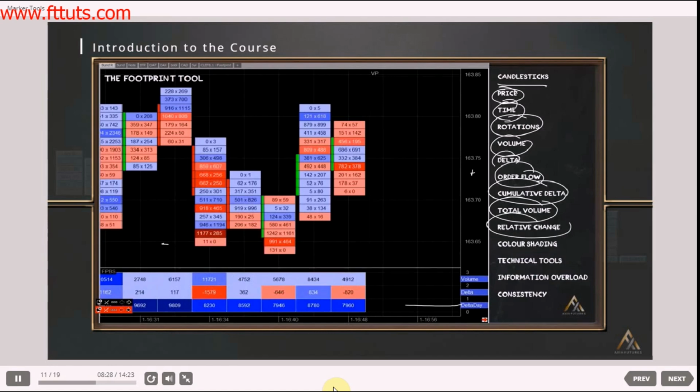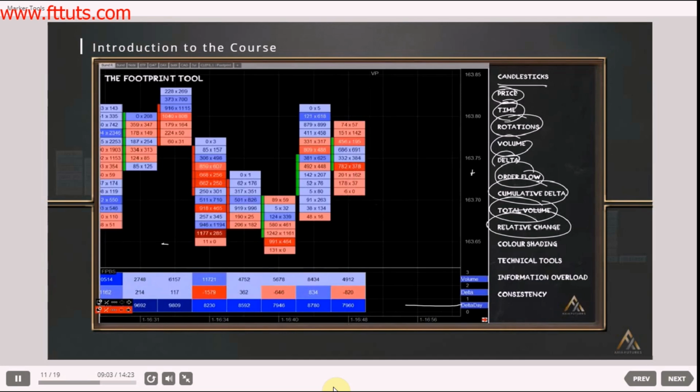Now, in terms of color shading, this is the real crux. This is the real amazing, incredible part about the footprint tool. The reason being is that the footprint tool shows us the relative change in interaction through color. Colors are wonderful because we can very quickly see them and make very fast decisions. Whereas if we were just trying to calculate the net change occurring at each price, that in its own wouldn't allow us to make effective, quick decisions.